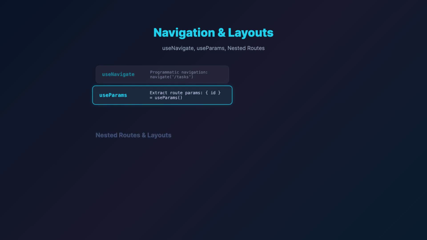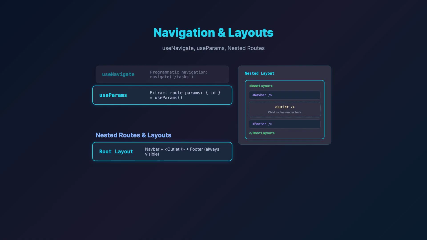useParams extracts dynamic segments from the URL. If your route is /tasks/:id, useParams returns an object with id. In TaskDetail, you destructure id from useParams and use it to fetch that specific task.